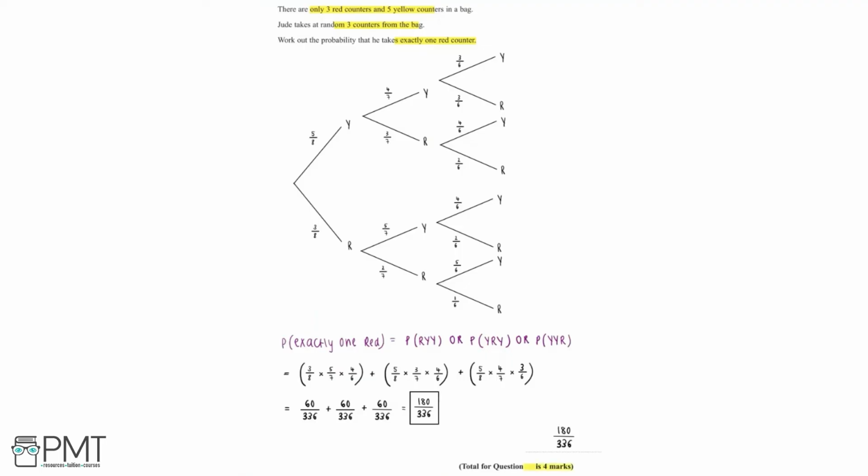Now this question is worth 4 marks. We get the first mark for our diagram with all of the correct probabilities. We get the second mark for finding the probability of red, yellow, the probability of yellow, red, and the probability of yellow, red. We get the third mark for a process to add these 3 probabilities together. And we get the fourth and final mark for the correct answer that the probability that he takes exactly 1 red counter is equal to 180 over 336, allowing us to get the full 4 marks needed in this question.